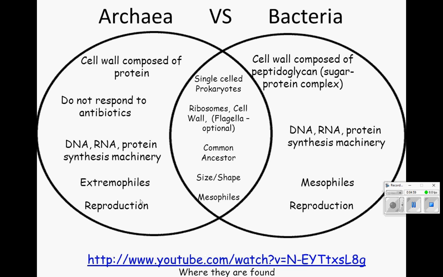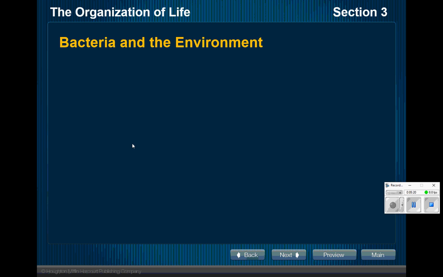Like I said, they're extremophiles, and their reproduction is similar to that of bacteria. Instead of being extremophiles, they're mesophiles. So they have many things in common. But again, the main thing is what the cell walls are made up of, and that archaea are extremophiles.